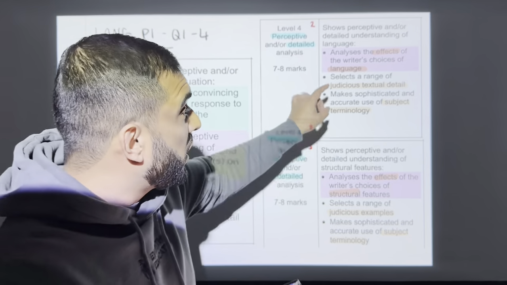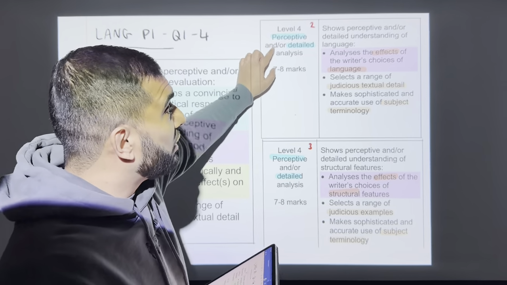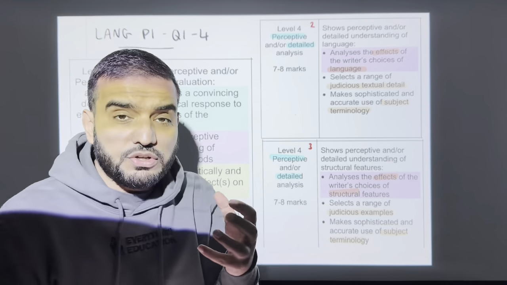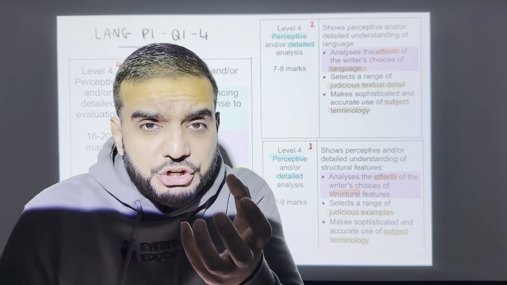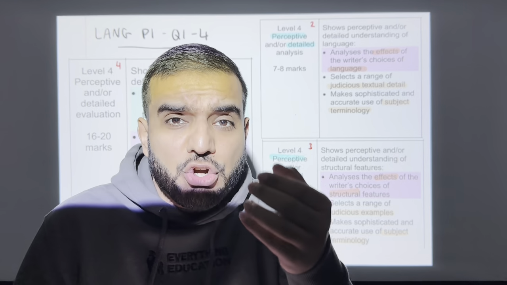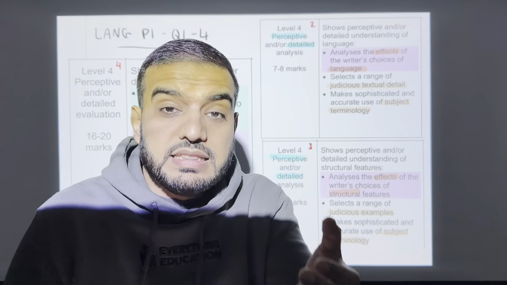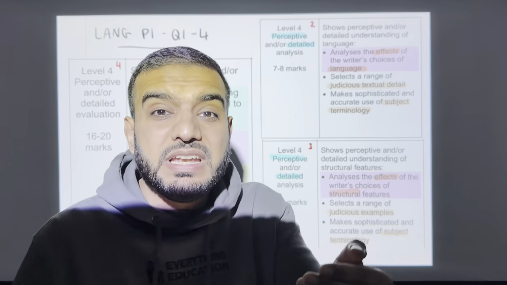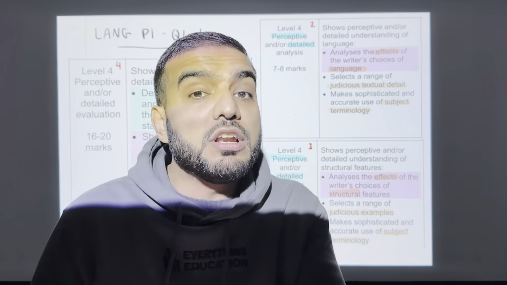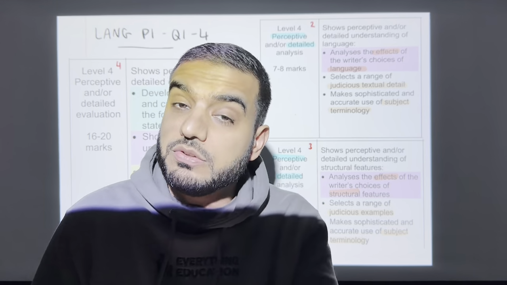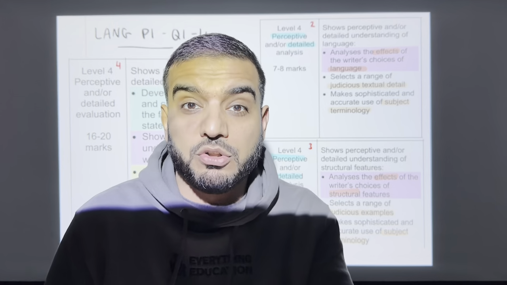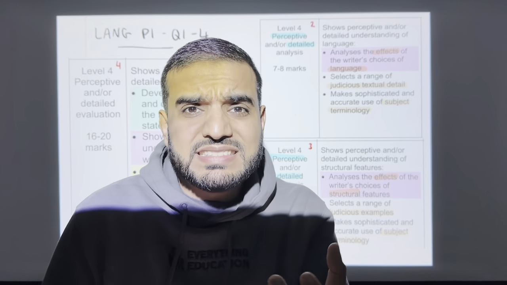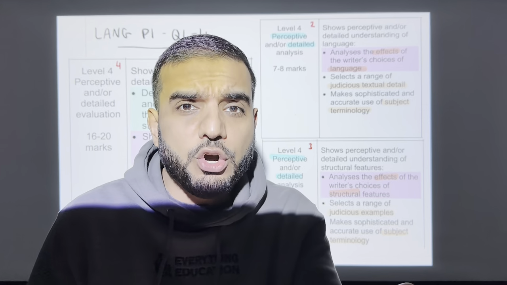Now, look at the 3 bullet points, and look at the criteria to jump into this band. Detailed looks at how much you are writing. Are you extending? Are you going in depth? But there's 2 points. Just because you write a lot, just because you go in depth, doesn't mean you've done a good job. You could be talking nonsense, you could be waffling for all the examiner knows. That is why they have the word perceptive there. The word perceptive looks at how insightful you are. It looks at the quality of your paragraph.